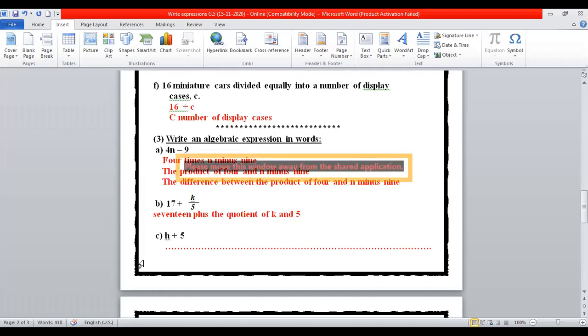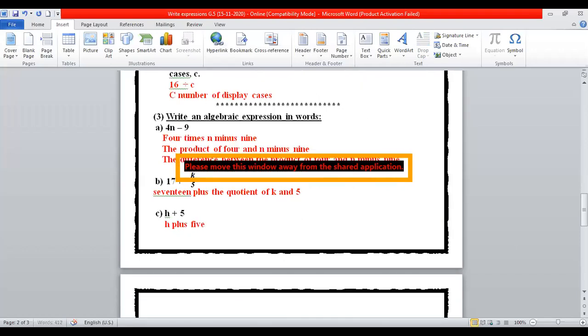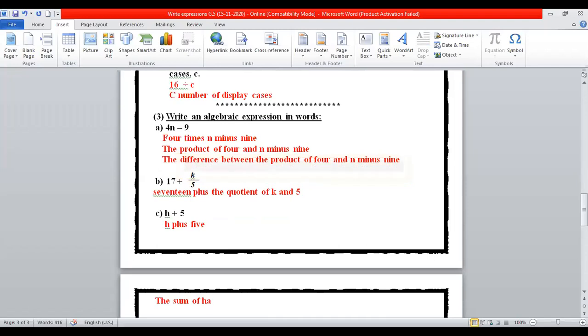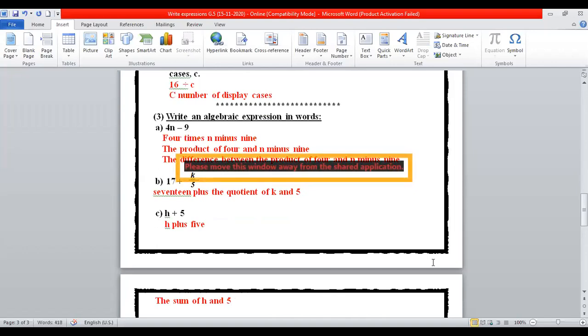The next one, it's easy. h plus 5. You can write it the sum of h and 5. This also is right. Or you can write it h added to 5. All this is right. Here you can write it your own way, no problem.